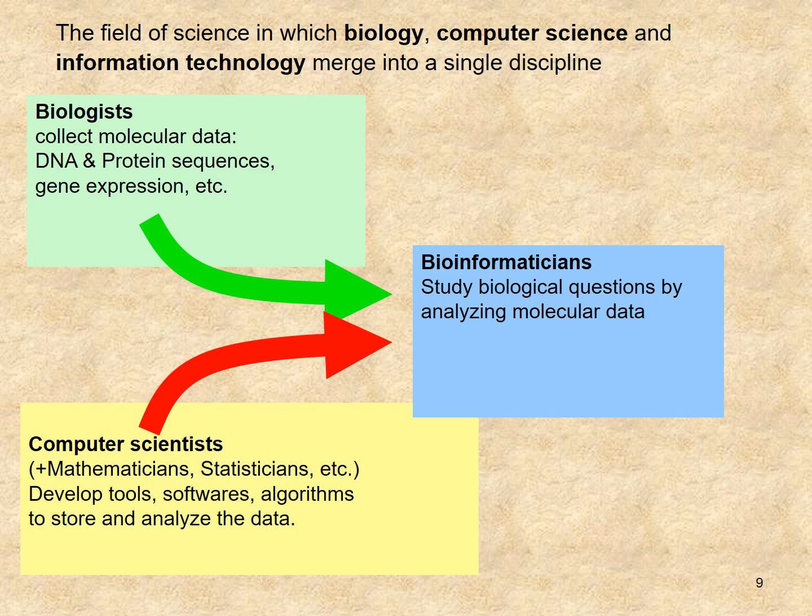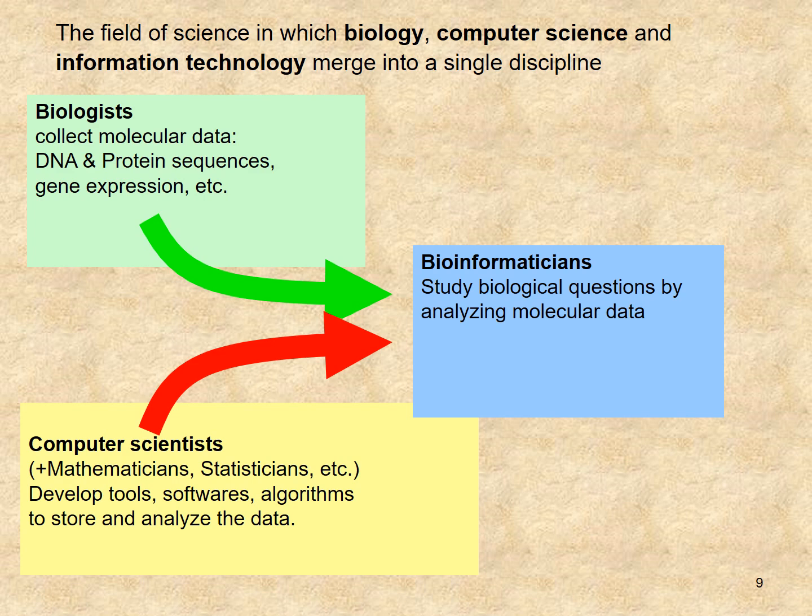This field of science, which is known as bioinformatics, is actually the merging of biology, computer science, and information technology. It means that biologists collect molecular data. The molecular data can be from DNA or protein, it can be a protein sequence, gene expression data, or any other type of molecular data.